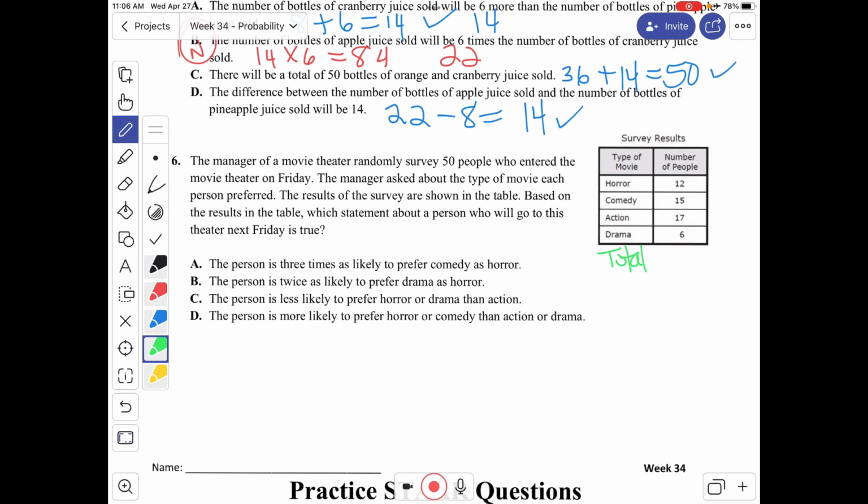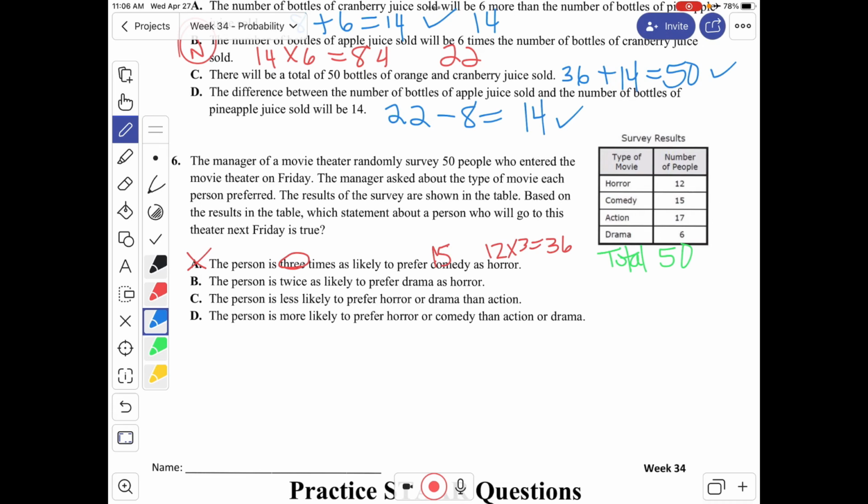Total people surveyed were 50. Choice A says the person is 3 times as likely to prefer comedy as horror. Well, horror was 12, and 12 times 3 would be 36. And it says comedy was 15. So 36 and 15, that's not equal to each other.